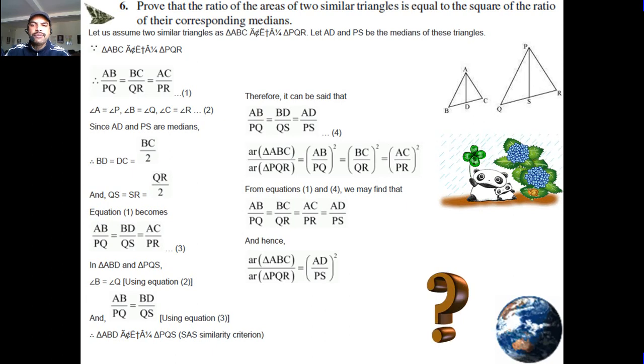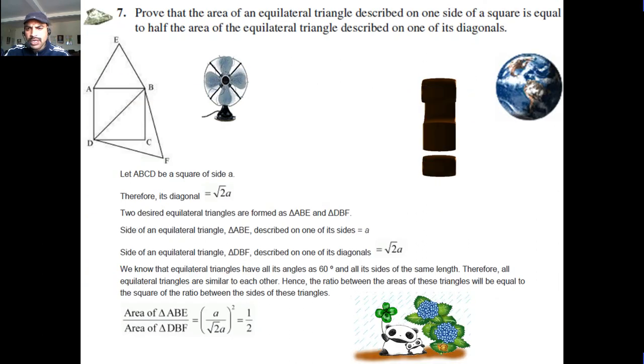Equation number 4. Area of triangle ABC upon area of PQR is equal to (AB upon PQ) whole square, (BC upon QR) whole square, (AC upon PR) whole square. From equation 1 and 4, we may find that AB upon PQ is equal to BC upon QR is equal to AC upon PR is equal to AD upon PS, and hence area of triangle ABC upon area of PQR is equal to (AD upon PS) whole square.